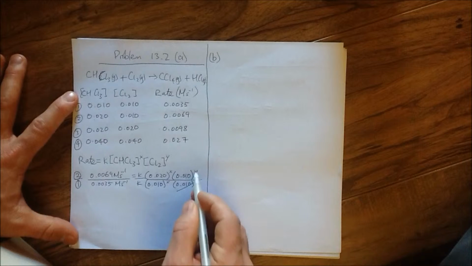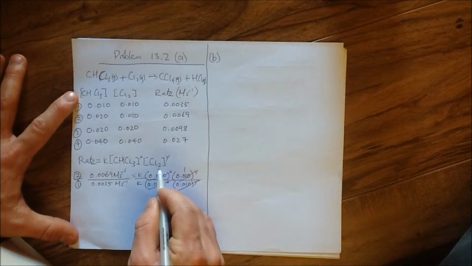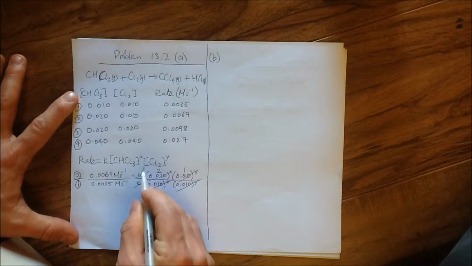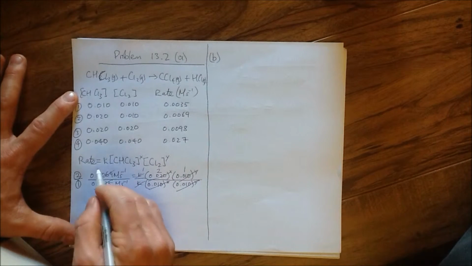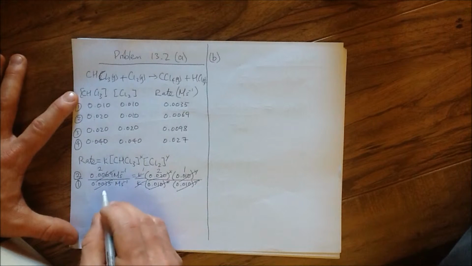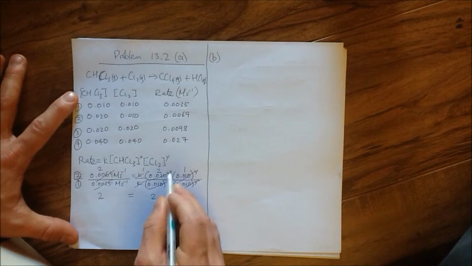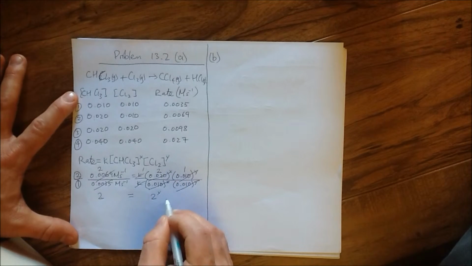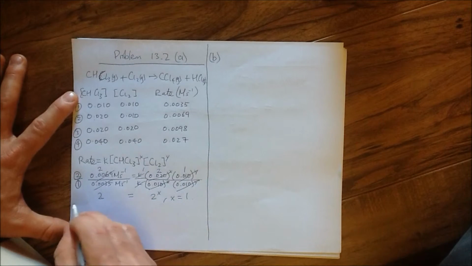We'll notice that this cancels to give 1, this cancels to give 2, this cancels to give 1, this cancels to give approximately 2. So what we have is 2 equals 2 to the power x. So x equals 1.